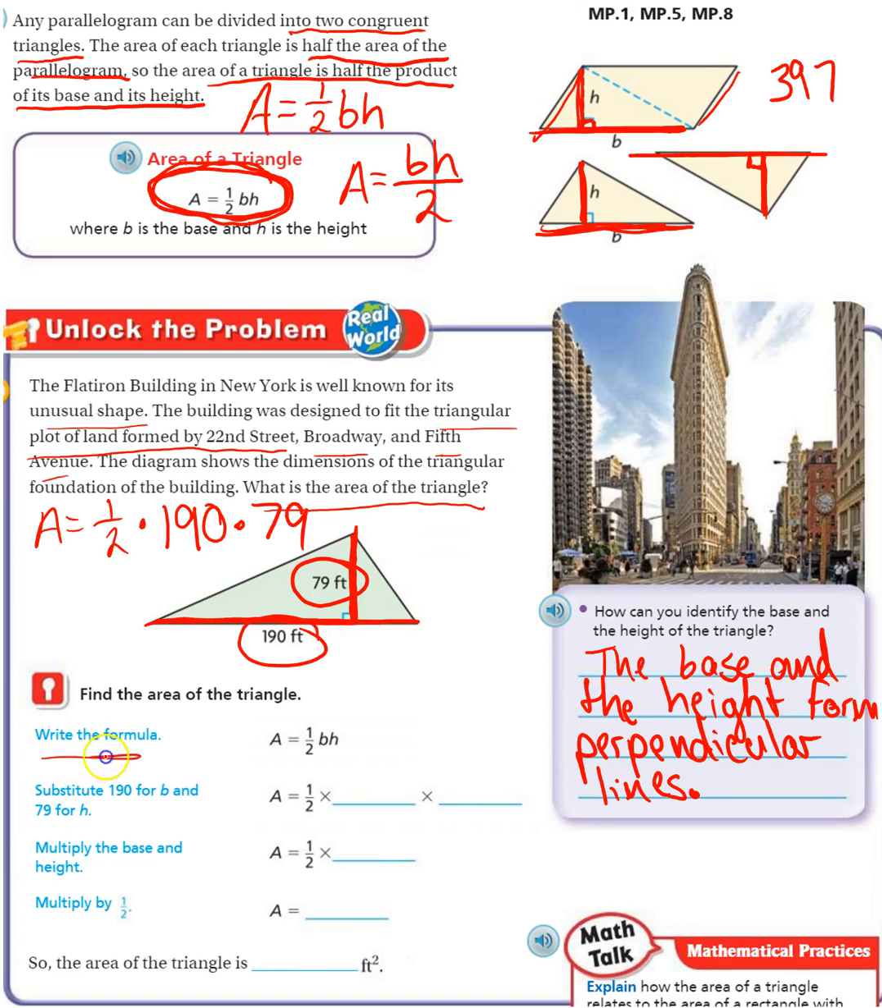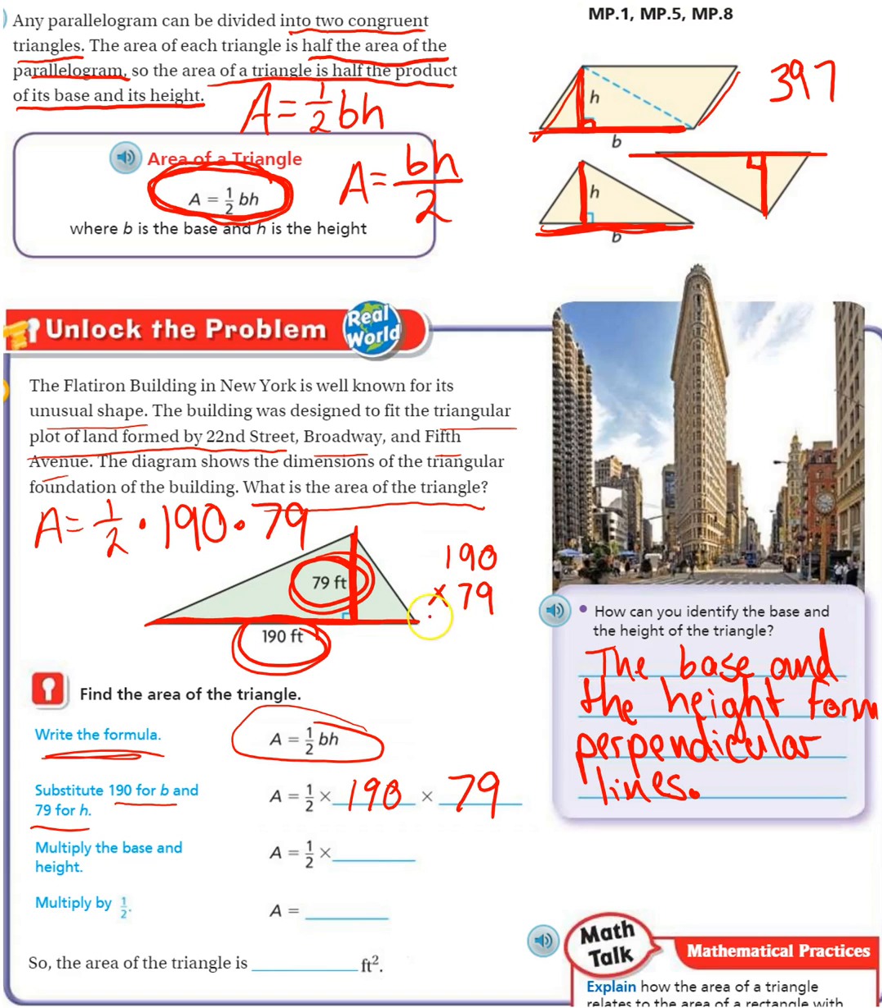All right, so write the formula. Again, there's our formula. Area equals 1/2 times base times height. Substitute 190 for the base. Here's the base, 190, times our height. Here's our height, 79. Multiply the base times the height. So they decided to multiply base times height first. We could have multiplied 1/2 by 190 first. We could have multiplied 1/2 times 79 first. A lot of different ways you can do this. Okay, so they chose to do 190 times 79 first, so I'm going to show my work here.